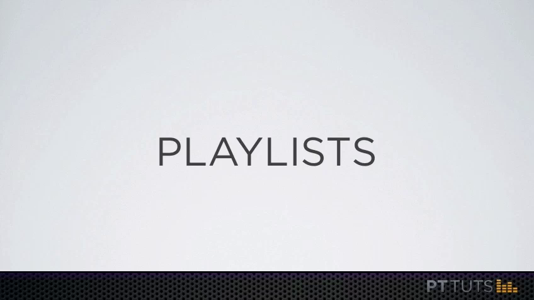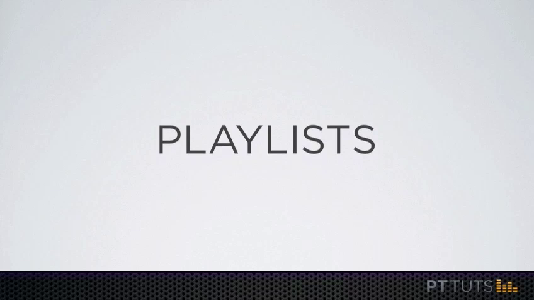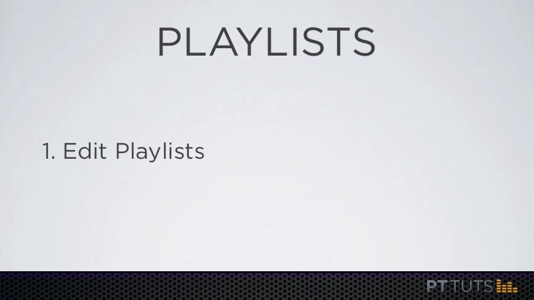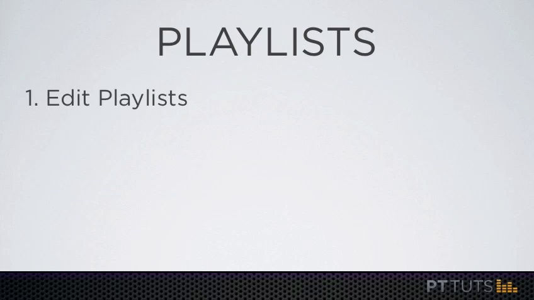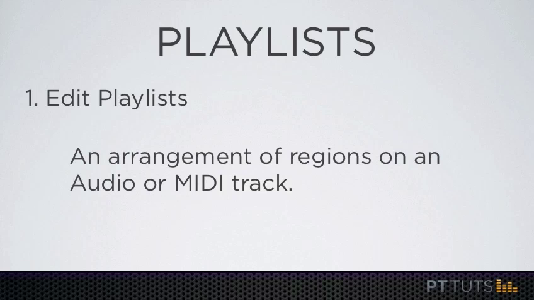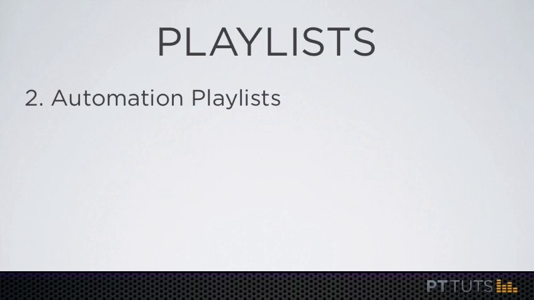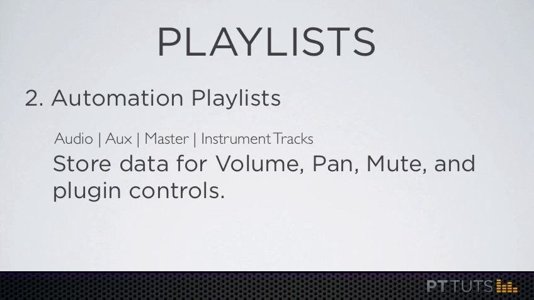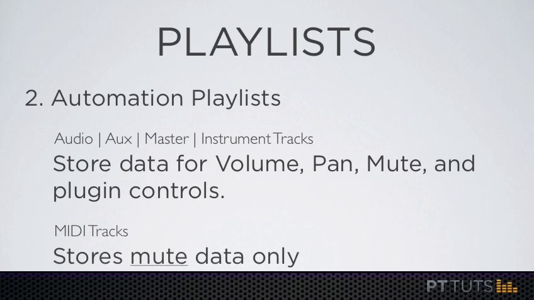So far in these lessons you've probably heard me say the word playlist several dozen times, and that's because the term playlist can actually apply to a few different features. There's edit playlists, and there's also automation playlists. An edit playlist stores information about the arrangement of regions on an audio or MIDI track. And an automation playlist stores volume, panning, mute, and plugin control automation data. Or if it's a MIDI track, the automation playlist will store mute data.